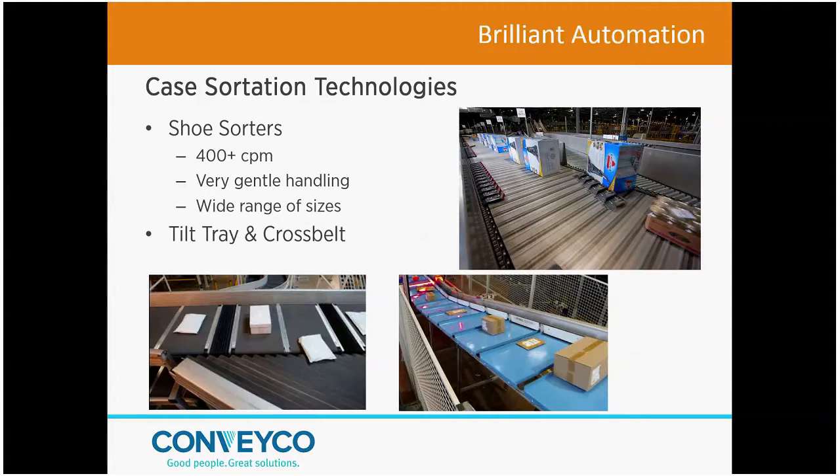Now we move into the higher speed, higher technology sortation devices. First is shoe sorters. Shoe sorters can handle rates from 150 to 400 plus cartons per minute. Very fast. They handle the product very gently. The shoe sorter has a flat top conveying surface, and then the blocks on the side are what we refer to as shoes. When it's time to divert the product that's on top of the sorter, they slide over and very, very gently divert the product.